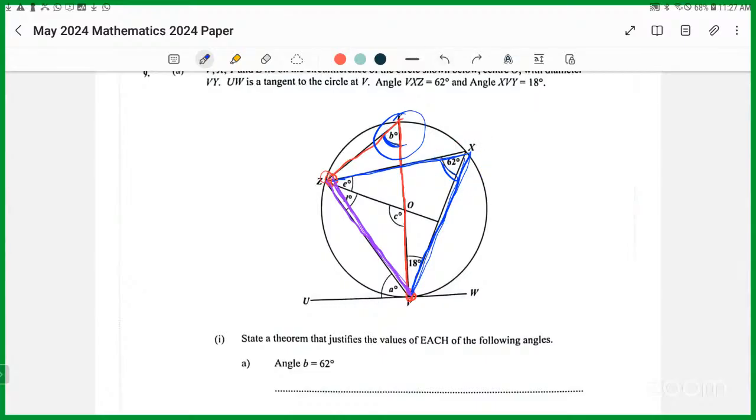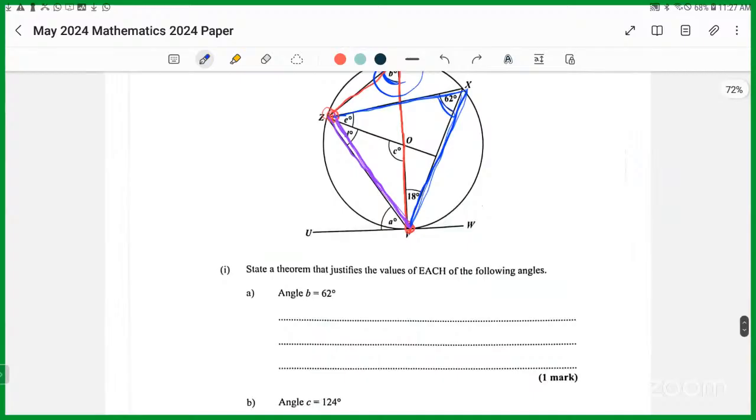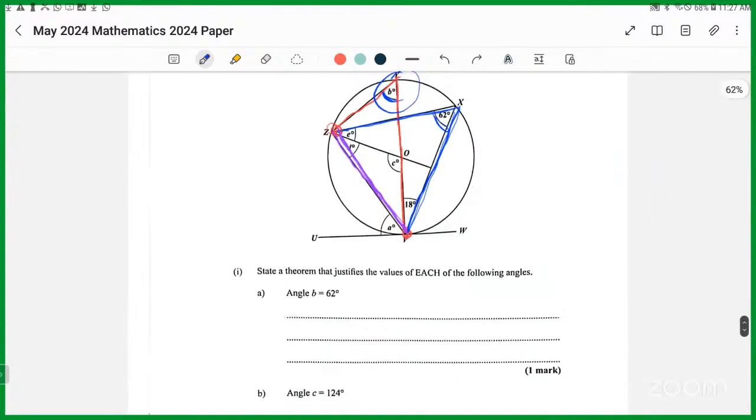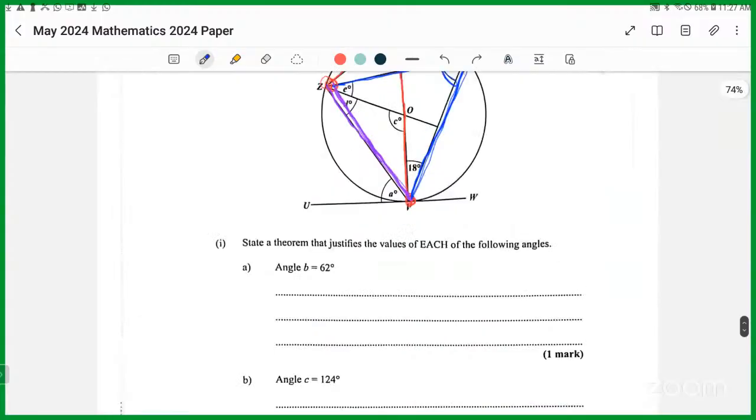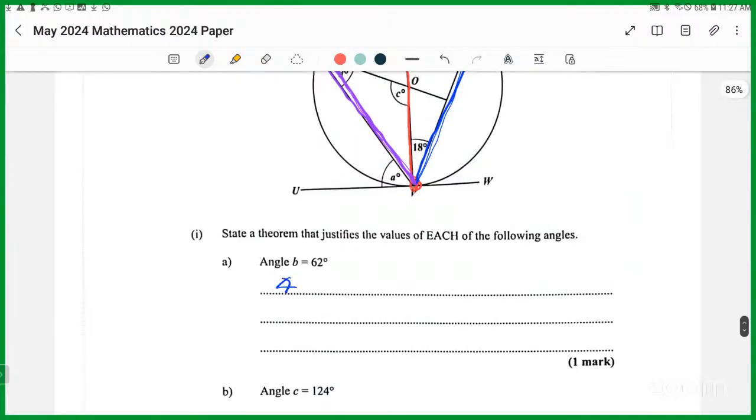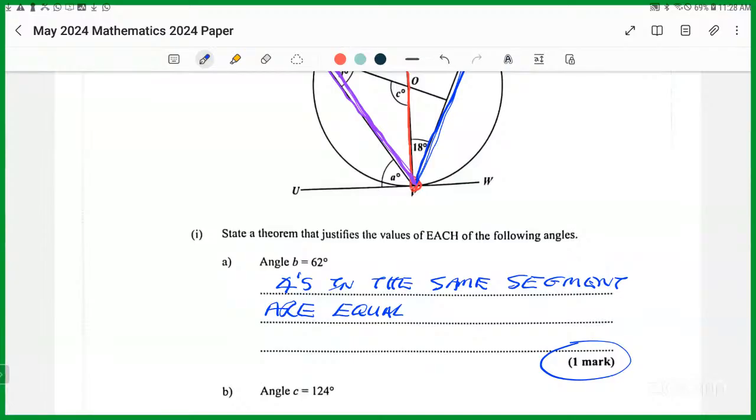So it's the same segment rule. And all we need to do is write that rule. They are equal because they are angles subtended in the same segment by the same chord. Same segment rule. So we can say angles in the same segment are equal. I think if you stop there, they'll give you the marks. There's only one mark. Same segment. That's the main thing that they want to see.